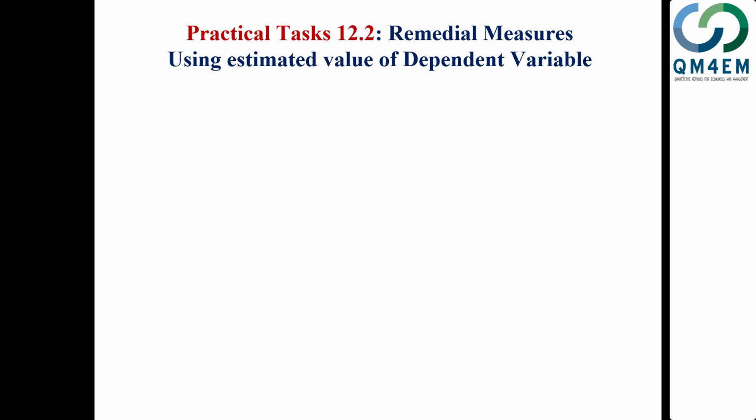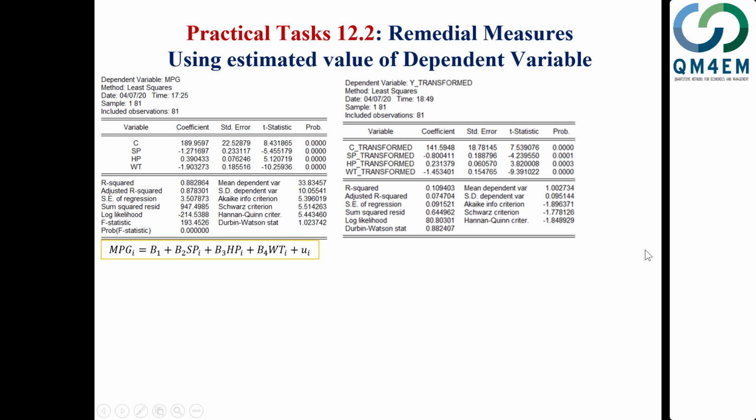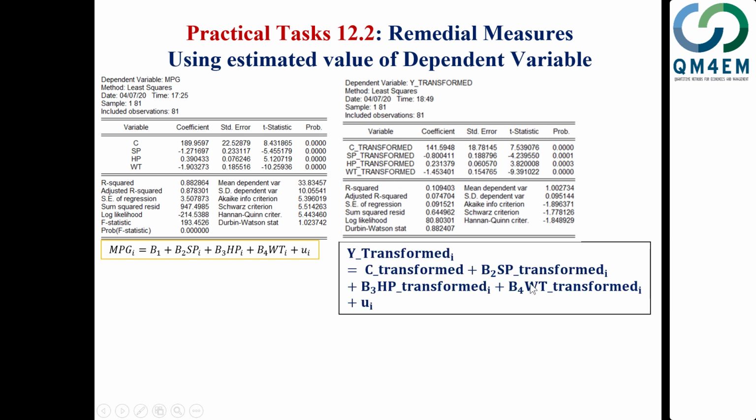Let's discuss this in our slide. I hope you applied EViews by yourself. Now let's discuss the results. This was the original model, MPG equals B1, B2 SP, B3 HP, and B4 WT. This was the original output when mileage per gallon was regressed on the constant and the three explanatory variables. And this is the output when we transformed the original dependent variable by dividing by the forecasted value of mileage per gallon, and similarly transformed the explanatory variables and the constant. So this is the model which I asked you to estimate.